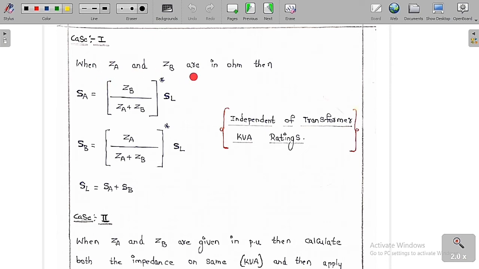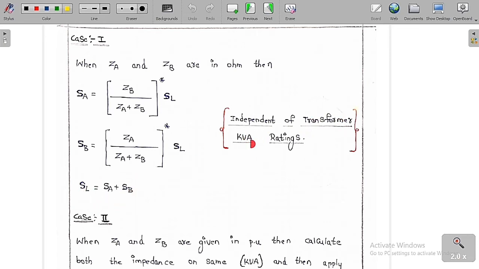Suppose ZA and ZB are in ohm, then what do we have to do? If in the question they have given ZA and ZB in ohm values, just go for this one. SA is equal to SL into ZB by ZA plus ZB whole conjugate, as we have just shown, and similarly SB is equal to SL into ZA by ZA plus ZB whole conjugate. Then what is net SL? SL is equal to SA plus SB. All these are vector quantities.